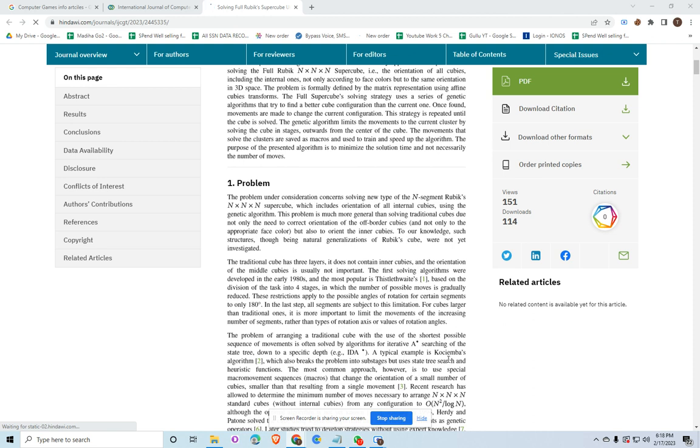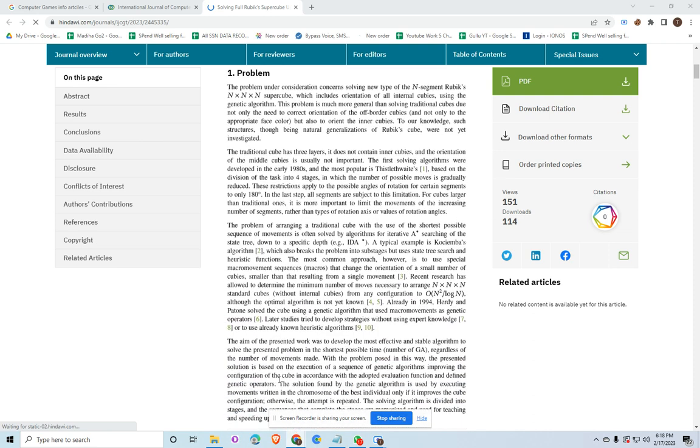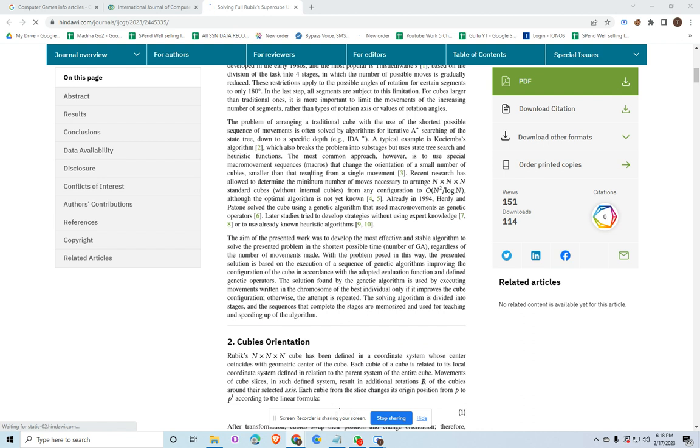A typical example is an algorithm which also breaks the problem into substages, using tree searches and a heuristic function. The most common approach, however, is to use special macro movement sequences that change the orientation of a small number of cubes, smaller than the result of a single movement.